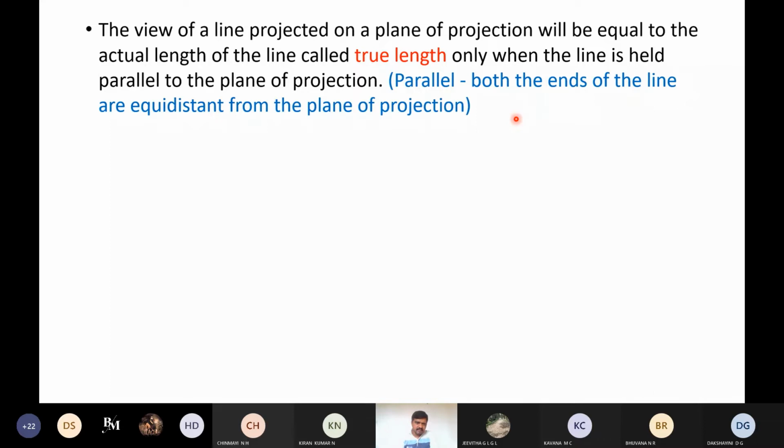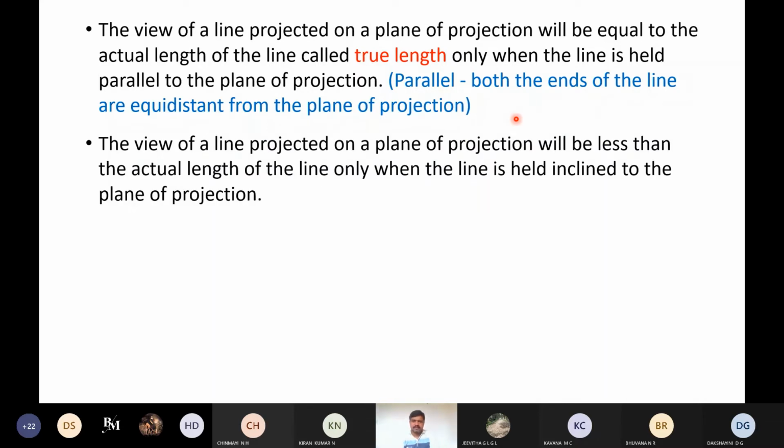Next, the view of a line projected on a plane of projection will be less than the actual length of the line only when the line is held inclined to the plane of projection. The meaning of this is, if the line is inclined to HP, the view on HP, that is the top view, will have less length, that is false length. Next, if the line is inclined to VP, then the view on VP, that is the front view, will have less length than the original length of the line.